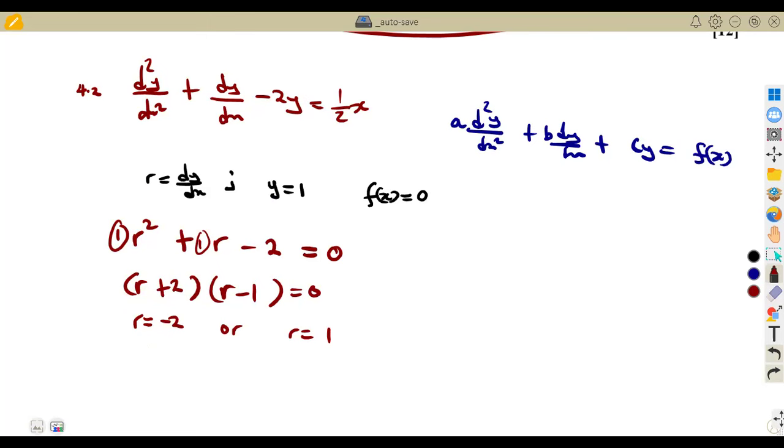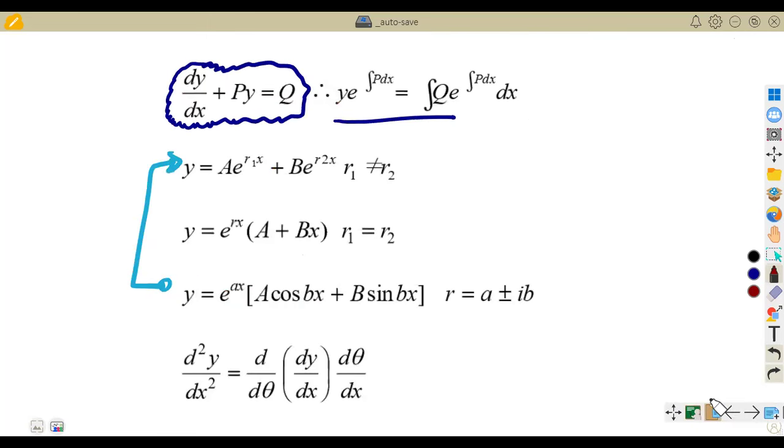So which complementary function are you going to use? How are we going to write our complementary? Okay, these solutions are different, so we are going to use this one. We stay on this one. It says that R1, where R1 is not equal to R2, these are solutions. They are not equal. So the complementary is going to be given this way. This is going to be your YC.